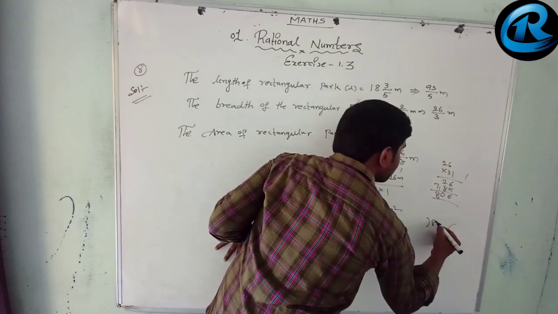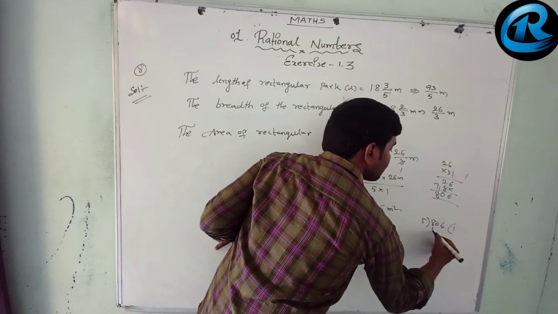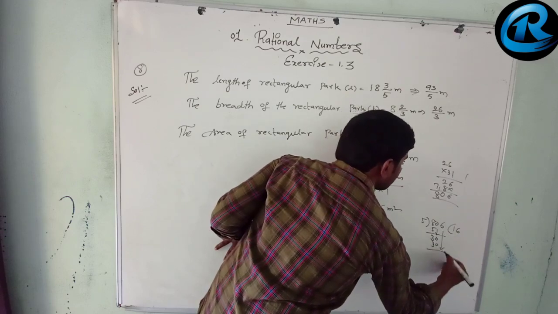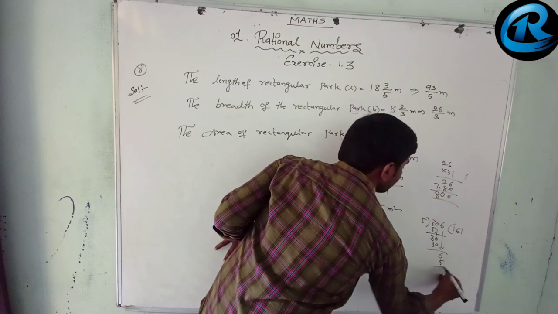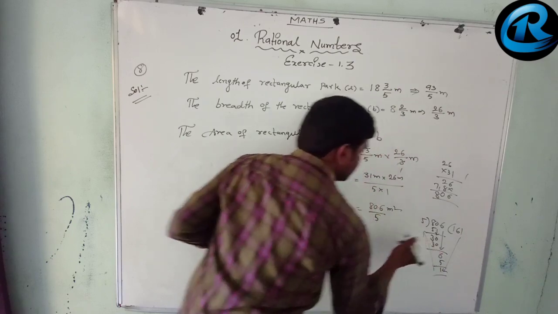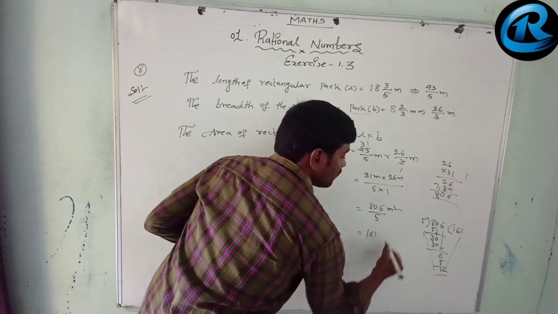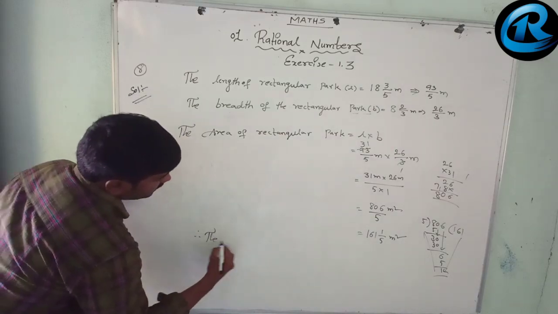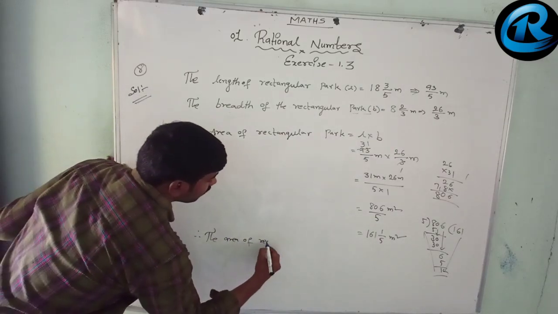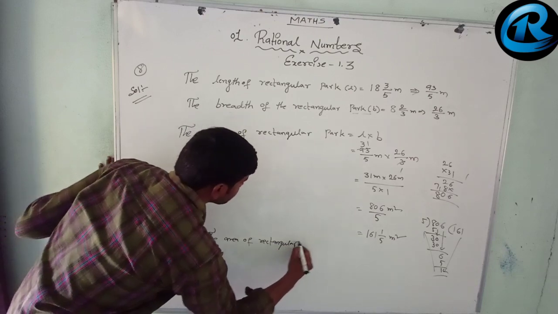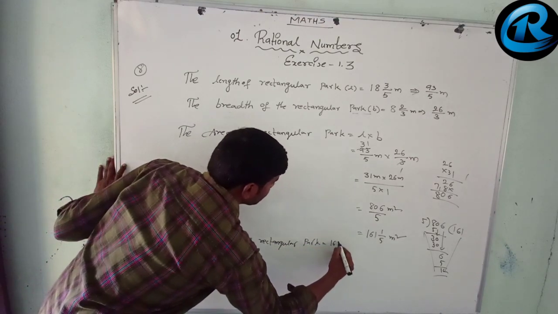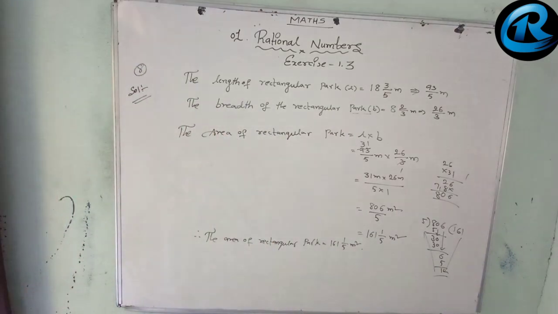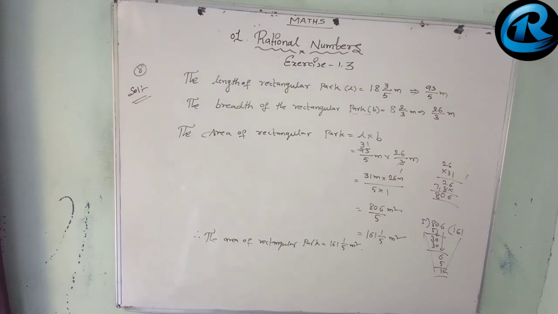Let us divide this 806 by 5. 5 ones are 5, we get 3, it is 30. 5 6s are 30, we get one more 6 here. 5 ones are 5, we get 1. So this is what we will get. Now 161 whole 1 by 5 meter square. Therefore the area of the rectangular path equals 161 whole 1 by 5 meter square. See that solution very clearly.